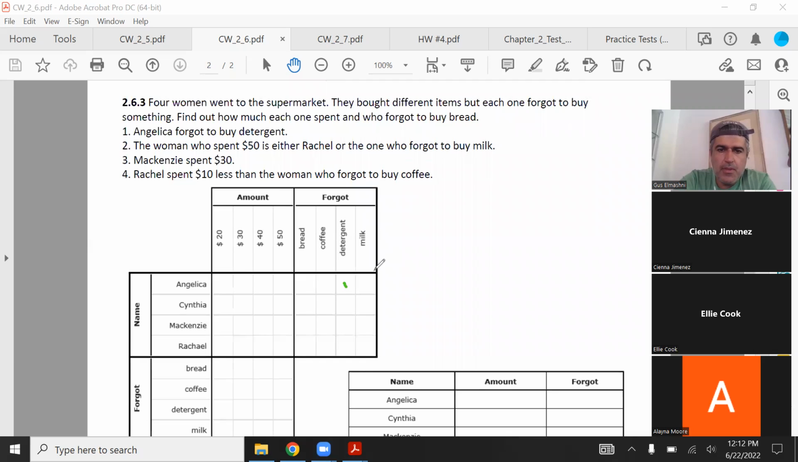So then I'm going to X out and X these out. Then the one who spent $50 is either Rachel or the one who forgot to buy milk. Okay. So $50 means no milk. Means you forgot to buy milk. So X these out.